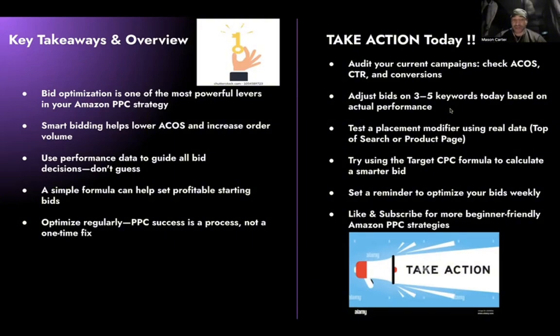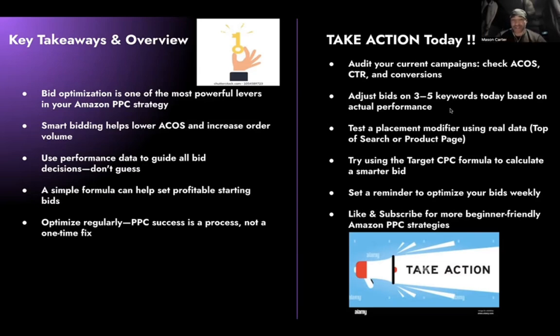A simple formula can help set profitable starting bids. Like the formula I provided you guys with, I would use that. And once you're in that profit range of your product and you want to start pushing more for profit, it can definitely help guide you along the way. Optimize regularly. PPC success is a process, not a one-time fix, right? There's no set and forget with Amazon, always constantly improving, optimizing. There's always room for improvement on Amazon, right? And things change over time.